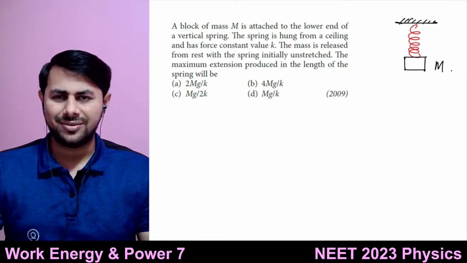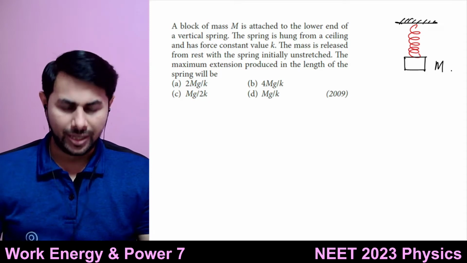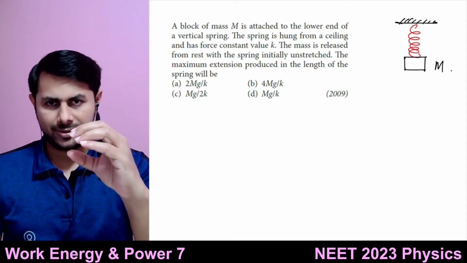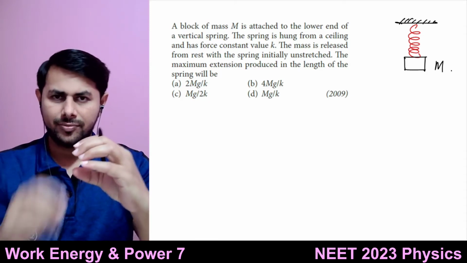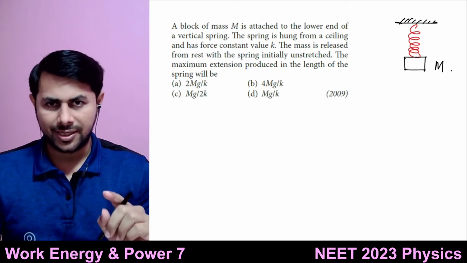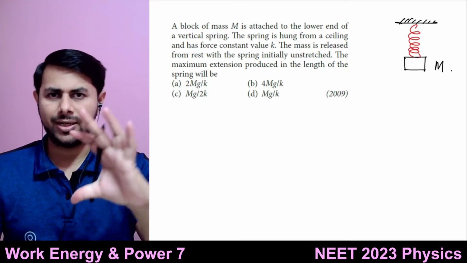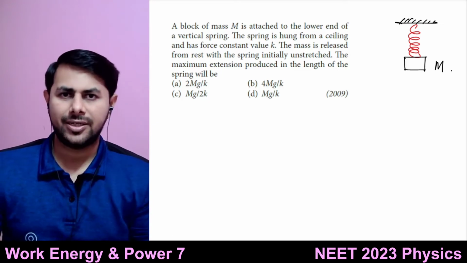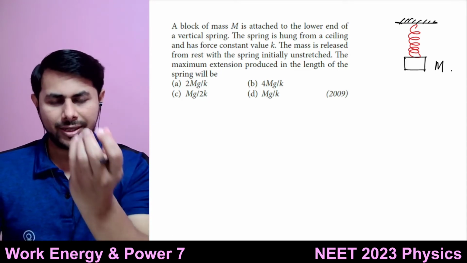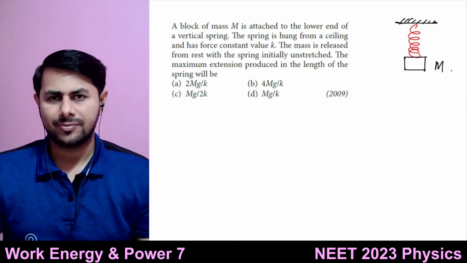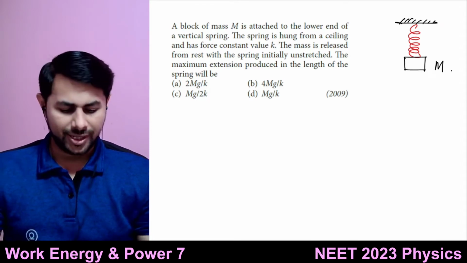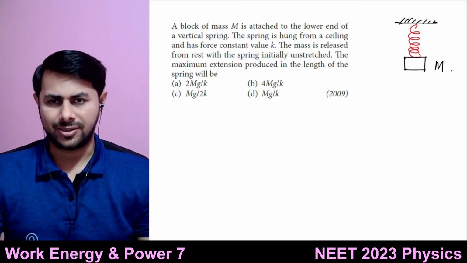Okay, who can tell? All right, see what will happen. You release that mass. The spring is unstretched initially, so now the mass is connected to the spring. If you release it, there will be some extension in the spring. So when there is an extension, what happens? The potential energy of mass increases or decreases?